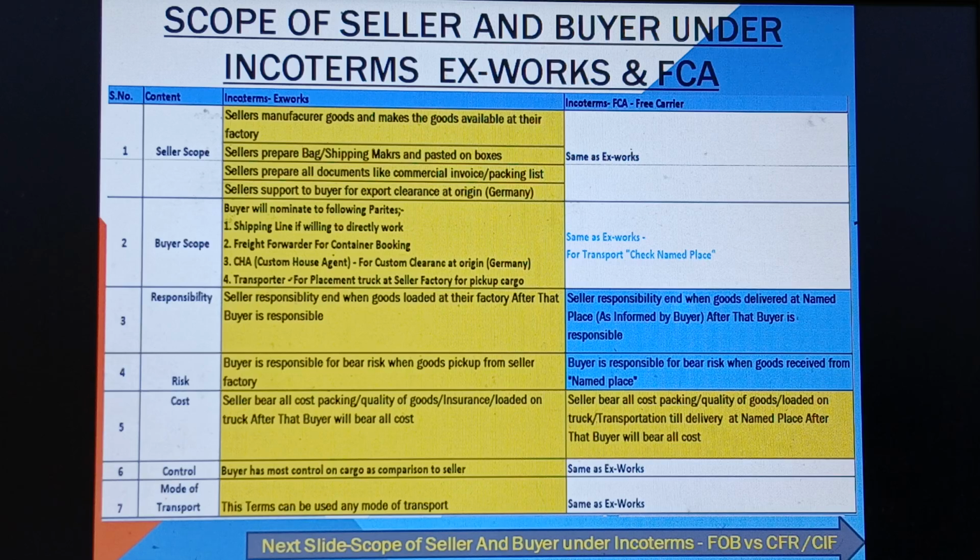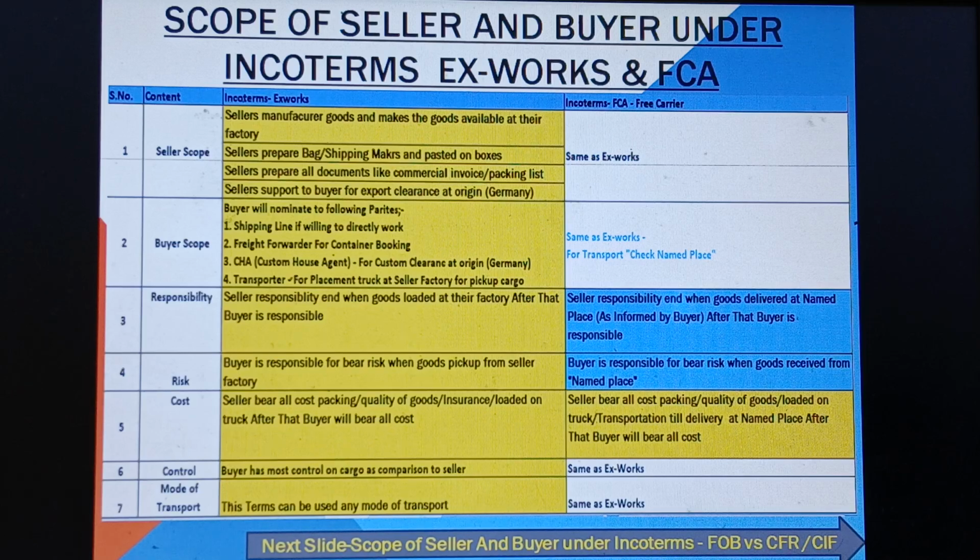In FCA, the buyer is responsible for bearing the goods' risk when the goods are received from the named place, not a factory. It can be a factory or another warehouse. It can be the named place as requested by the buyer. And once the buyer receives the goods from the named place, the buyer is fully responsible.